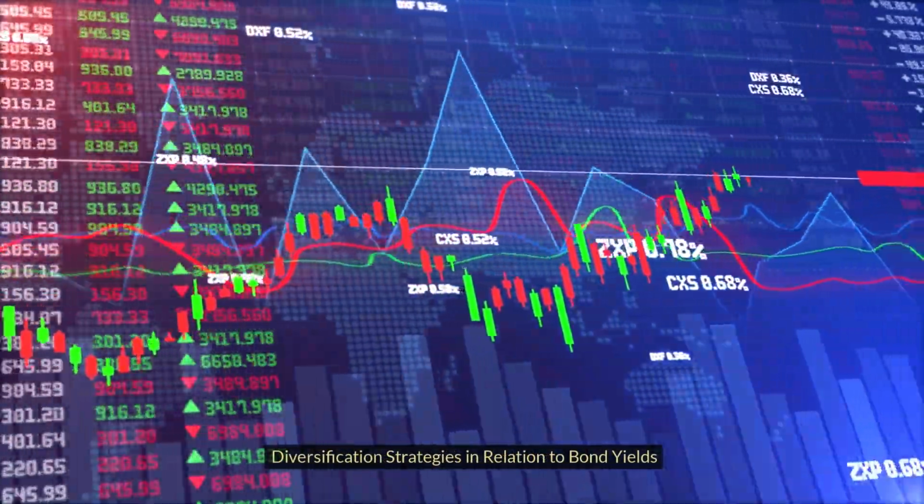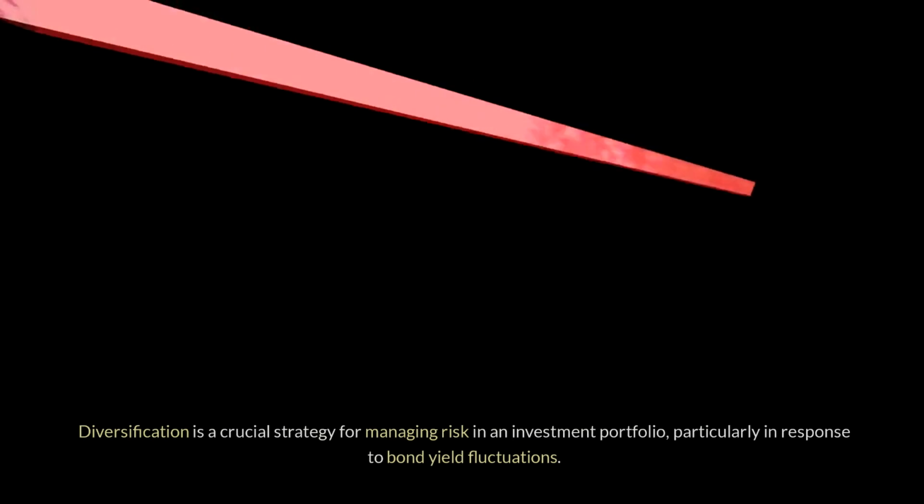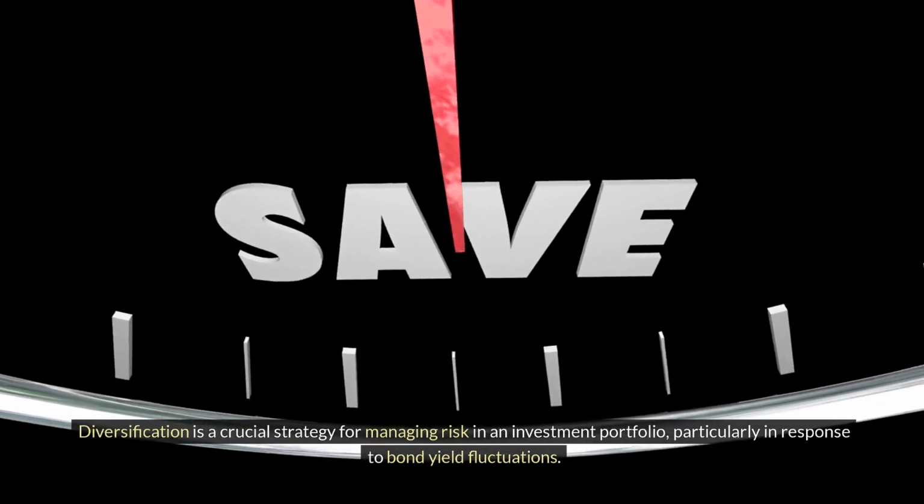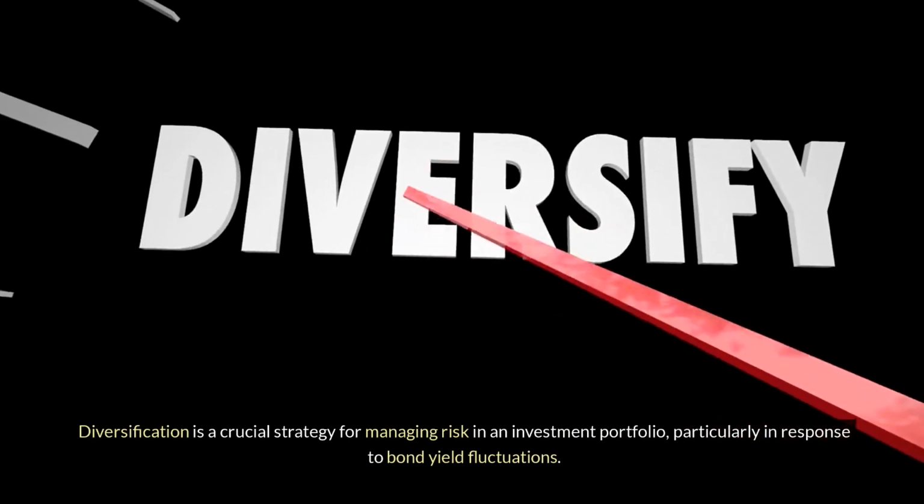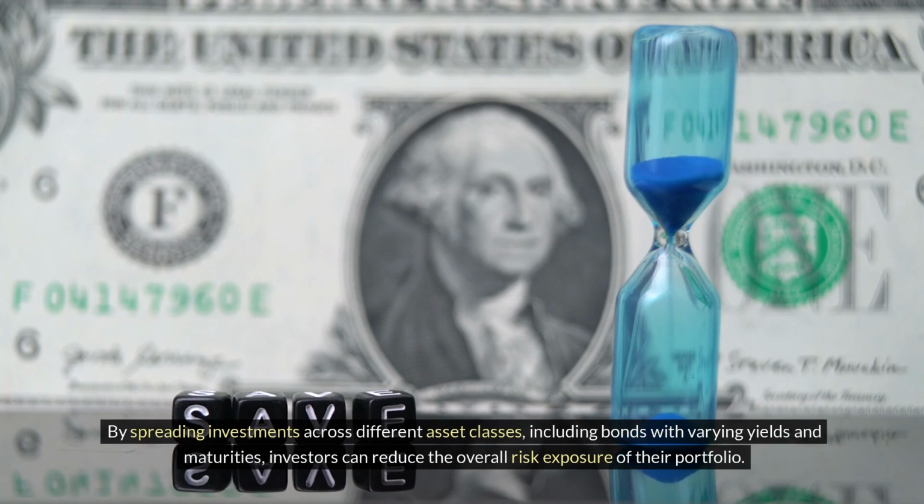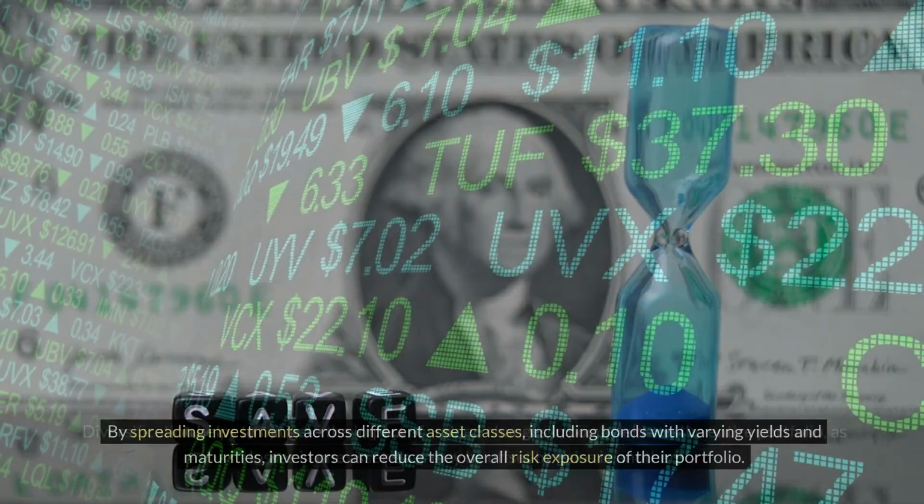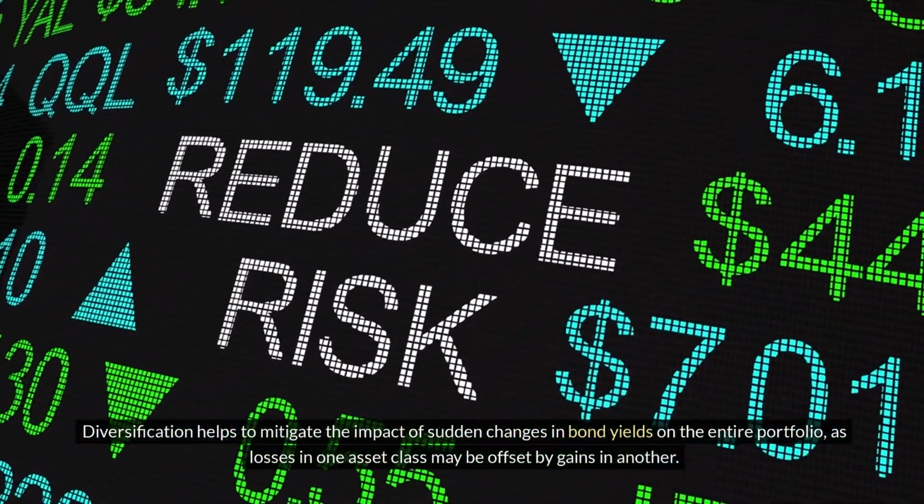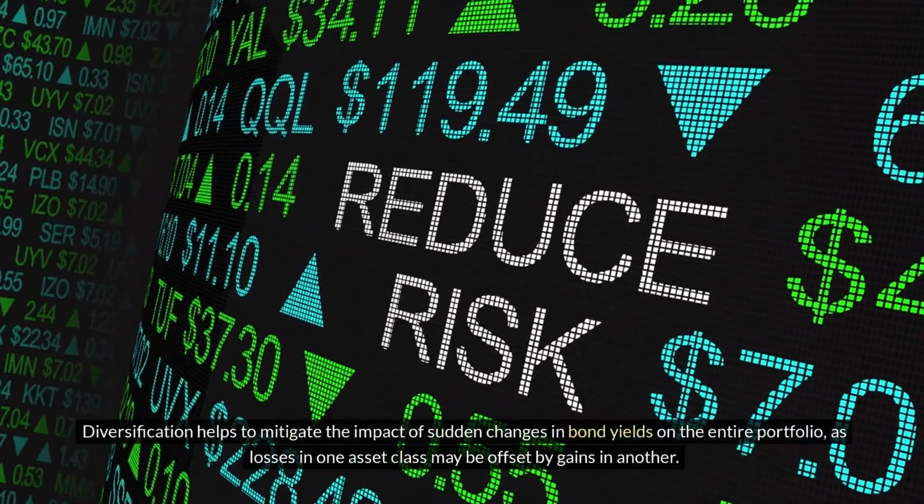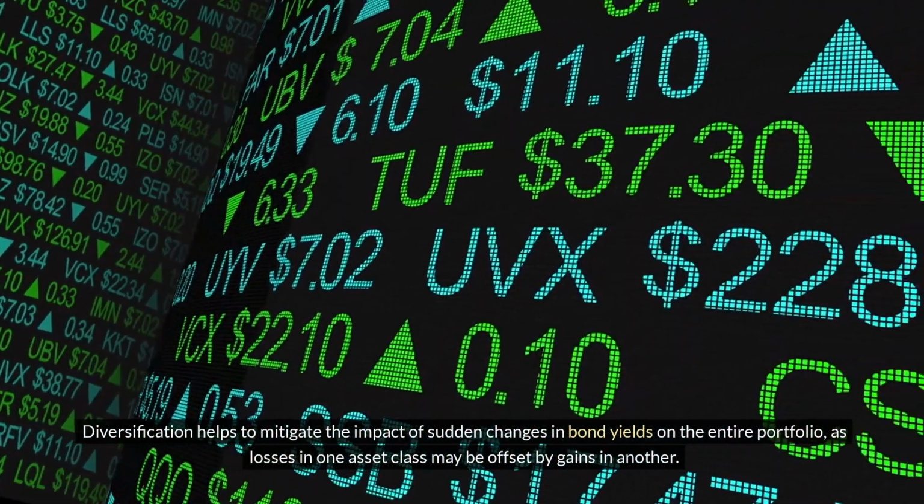Diversification strategies in relation to bond yields. Diversification is a crucial strategy for managing risk in an investment portfolio, particularly in response to bond yield fluctuations. By spreading investments across different asset classes, including bonds with varying yields and maturities, investors can reduce the overall risk exposure of their portfolio. Diversification helps to mitigate the impact of sudden changes in bond yields on the entire portfolio, as losses in one asset class may be offset by gains in another.